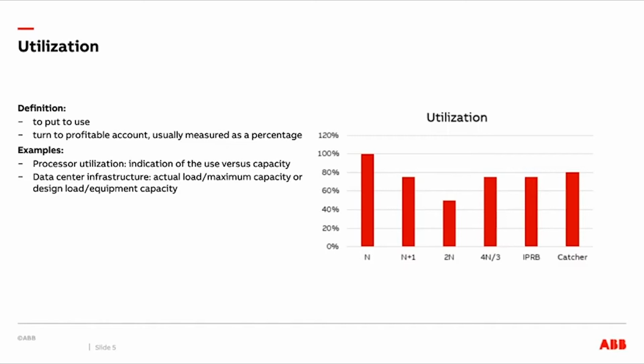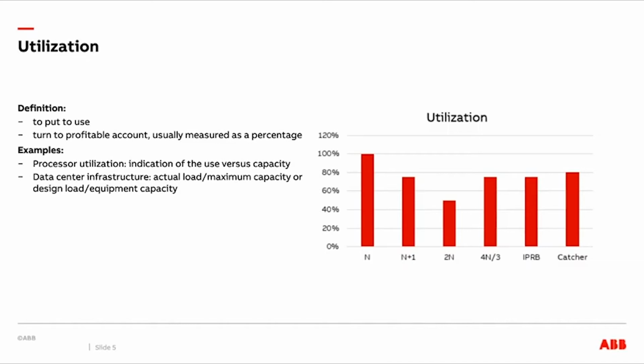A shared redundant system, typically 3N/2, 3 systems with 2 systems worth of load, or 4N/3, 4 systems with 3 systems worth of load, maintains the reliability while significantly increasing the utilization. For example, the 4N/3 design has a maximum design utilization of 75%.